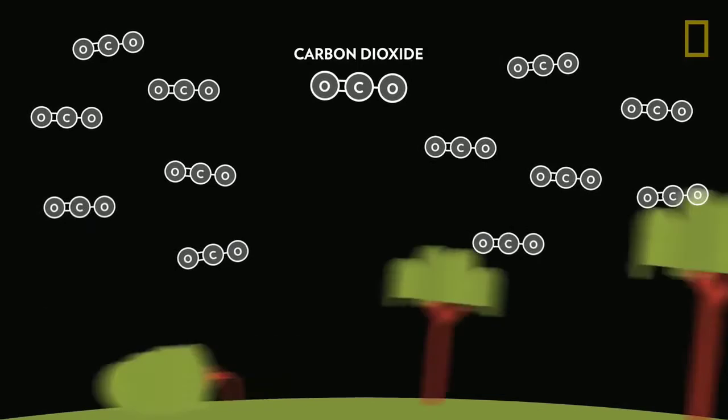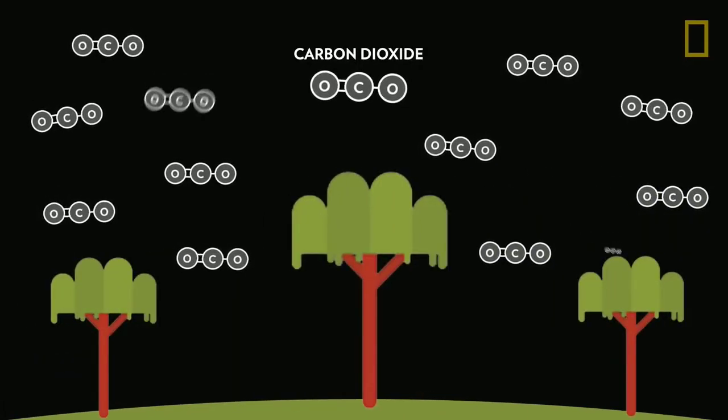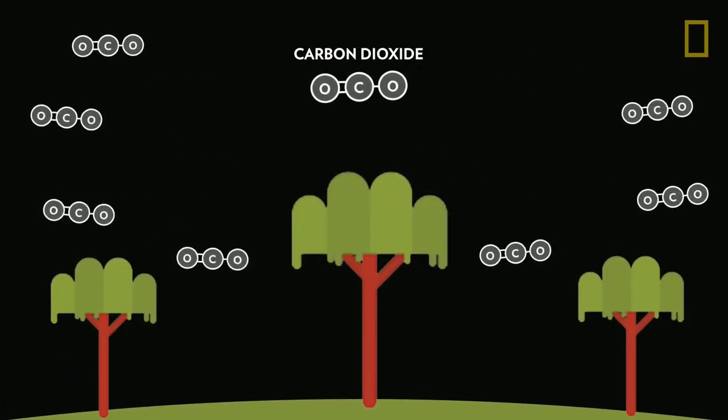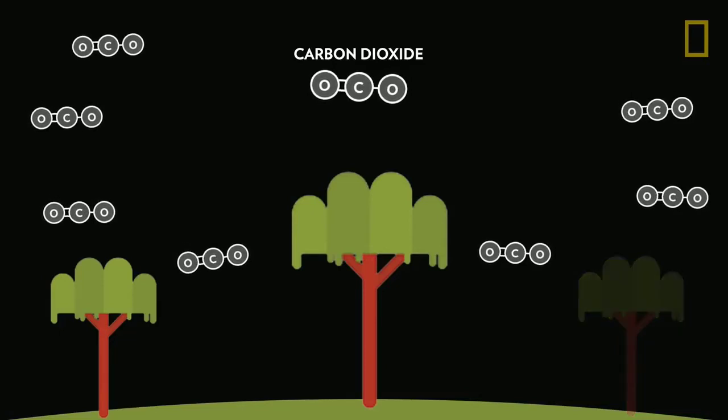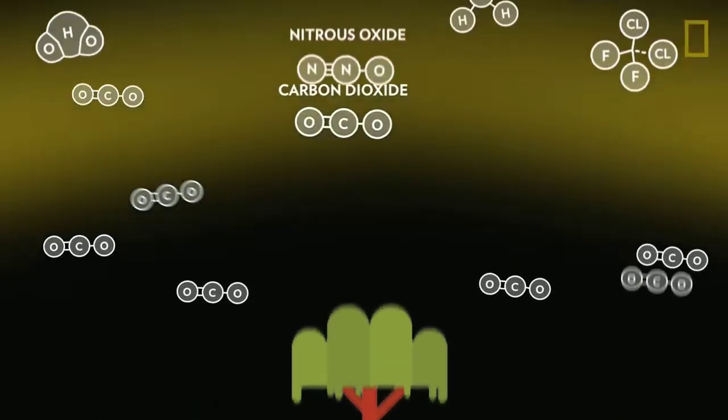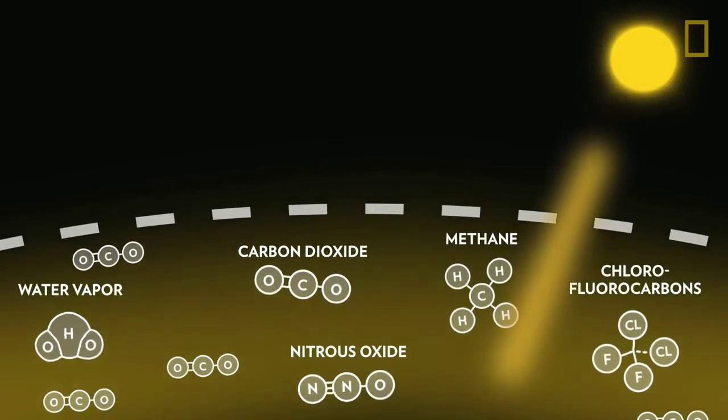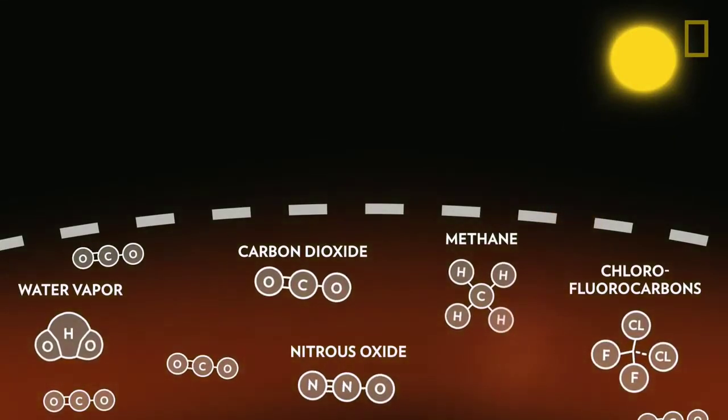Second, trees play a critical role in absorbing the greenhouse gases that fuel global warming. Fewer forests mean larger amounts of greenhouse gases entering the atmosphere and increased speed and severity of global warming.